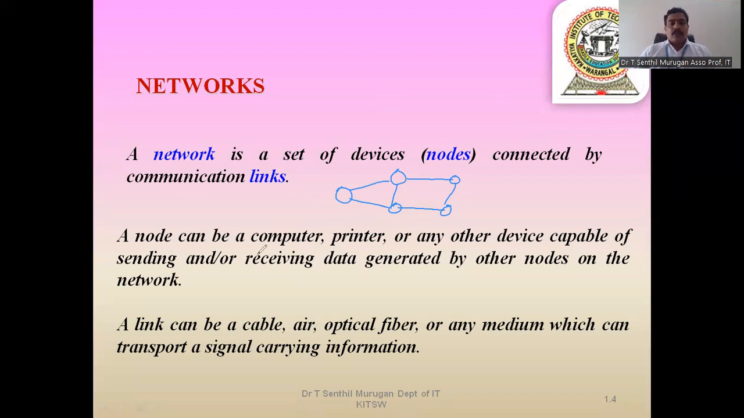The node may be a computer or printer or any other device capable of sending and receiving information in the network. A link is capable of transmitting information from one node to another node. It may be wired or wireless. In wireless, air is the medium. In wired, different types of wires are used as a medium.